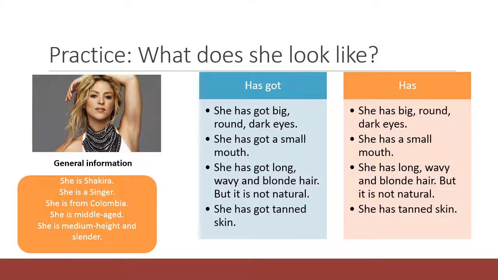Okay, using has got, we can say that she has got big, round, dark eyes, or she has big, round, dark eyes. She has got a small mouth, or she has a small mouth. She has got long, wavy, and blonde hair, or she has long, wavy, and blonde hair, but it's not natural. She has got tan skin, or she has tan skin. So here you can use has got or has to talk about her physical appearance.